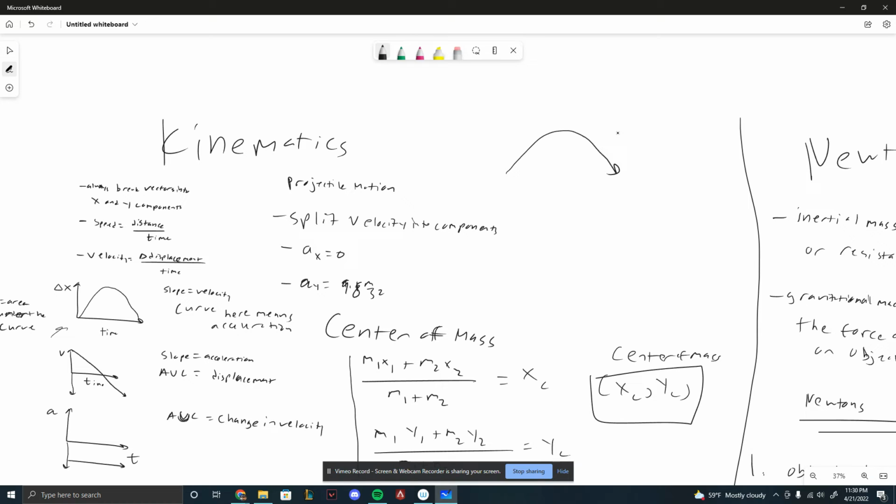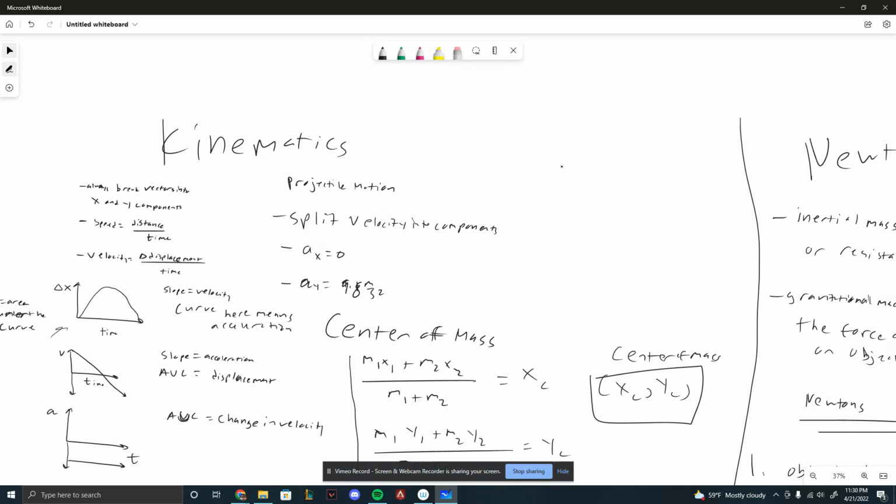You remember you have to split your velocity into x and y components. You always need to do that whenever you're doing projectile motion problems. Your acceleration in the x direction will always be 0. The speed that it's thrown at and starts off with will always be the speed it ends off with. Your acceleration in the y direction will always be your 9.8 meters per second squared.